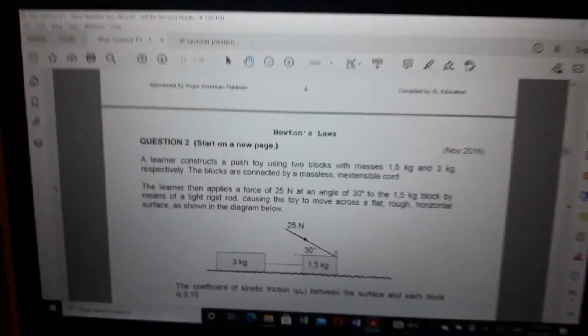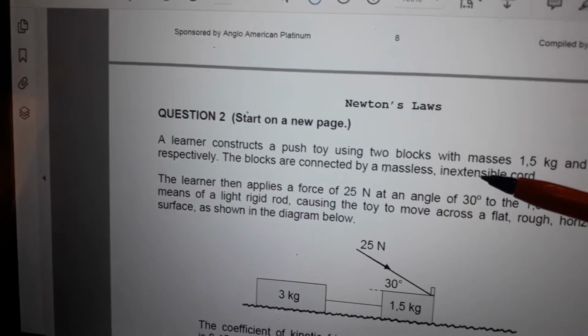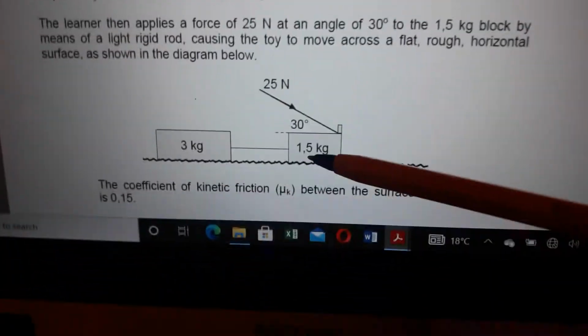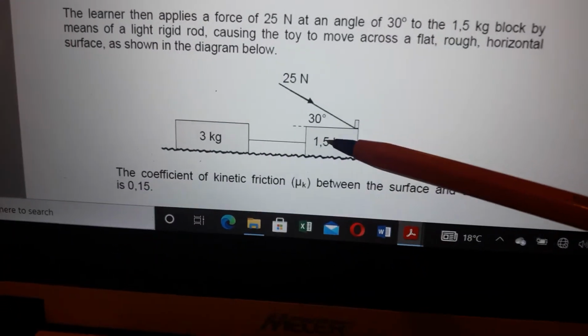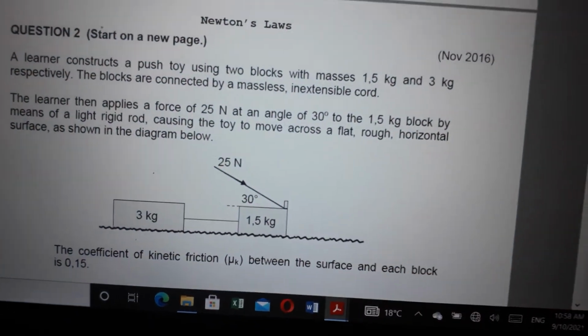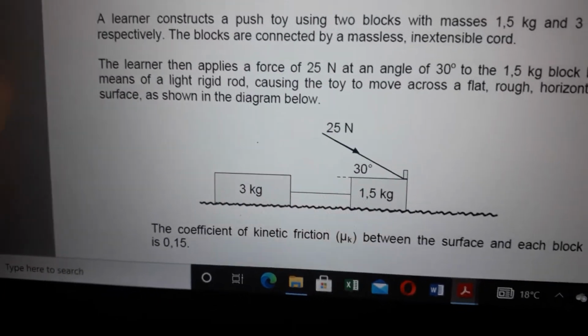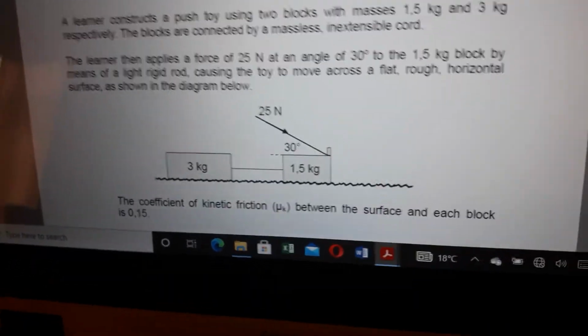Students, I'm now going to the second part where we said we need to look at how we calculate the normal force, especially on this case. Remember, I said we are attempting question 2. So the first step in question 2 is to draw a free body diagram. So I'm going to look at my 3 kg and my 1.5 kg. I hope you have tried to draw those free body diagrams. You can pause the video and draw them.